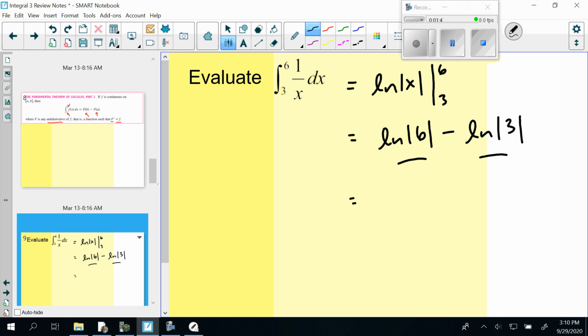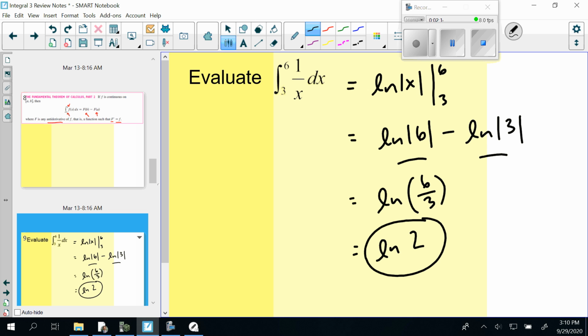Going through and evaluating then, neither of these, natural log 6 or natural log 3, evaluates nicely, but oftentimes what you're going to see on the test is that they will simplify this by using log properties. So whenever you have the same type of logs being subtracted, we know that's the same as the natural log of the first thing divided by the second thing. So the simplified answer here is that this would be the natural log of 2, or the exact value would be natural log of 2.